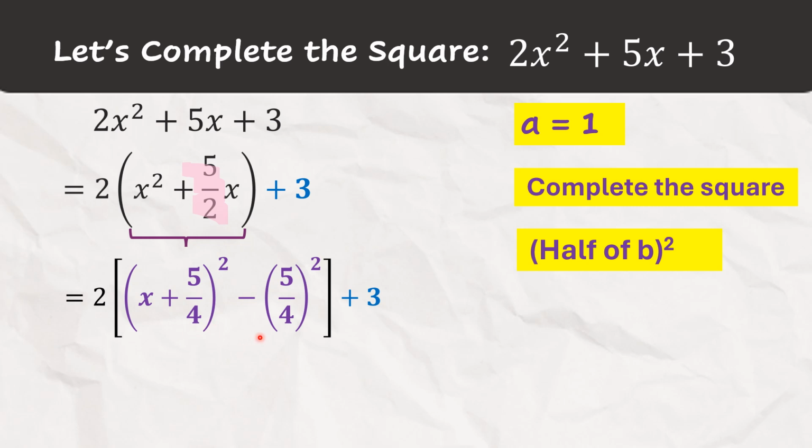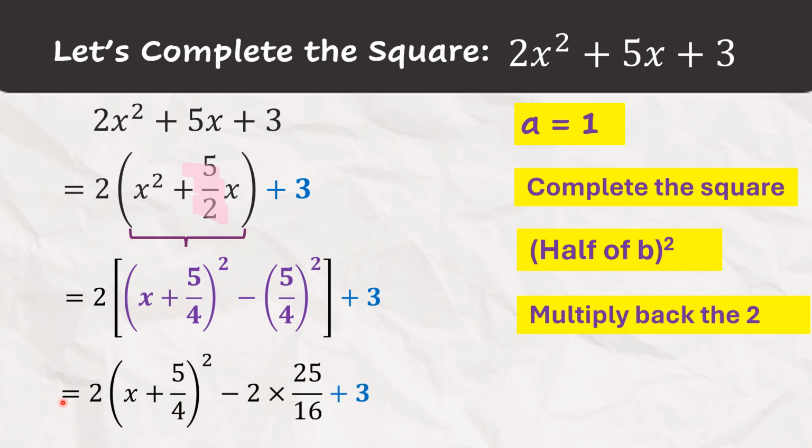Once I derive this step, what comes next is simply to simplify. To do that, I multiply back the 2 into the bracket. So this is what I will have. I multiply 2 inside here, so I square this term and I get 25 over 16. Then I further simplify: 25 over 16 times 2 will give me 25 over 8. So minus 25 over 8 plus 3 will give me negative 1 over 8. This is how I derive the final expression by completing the square.